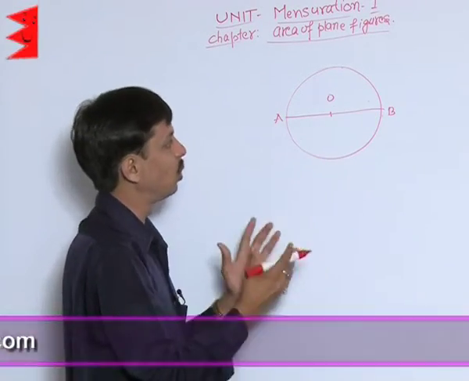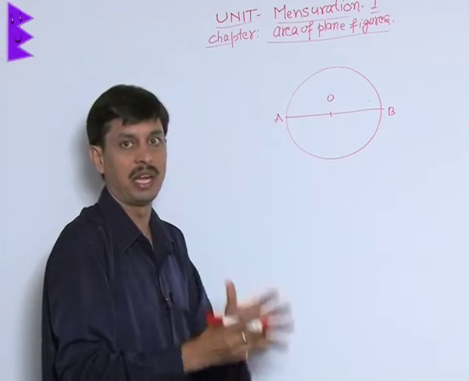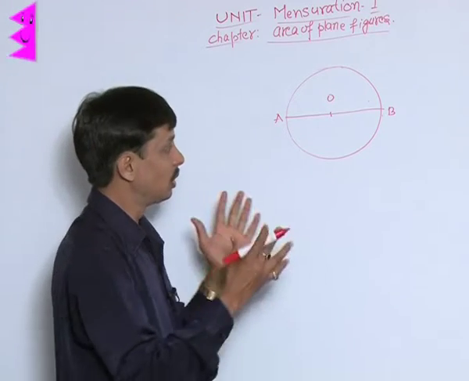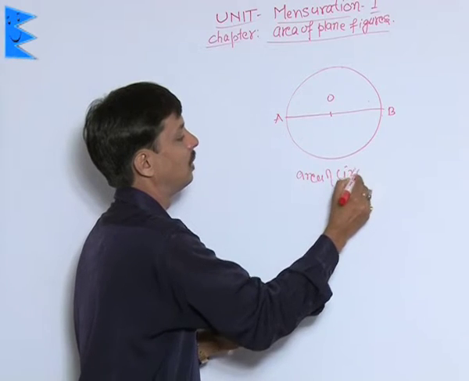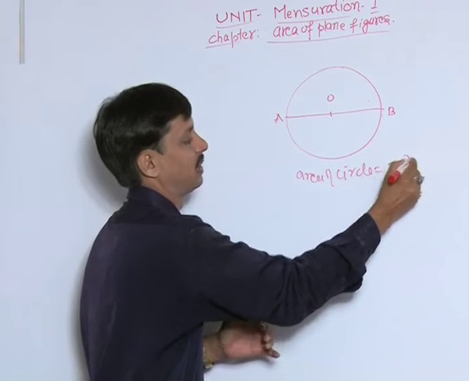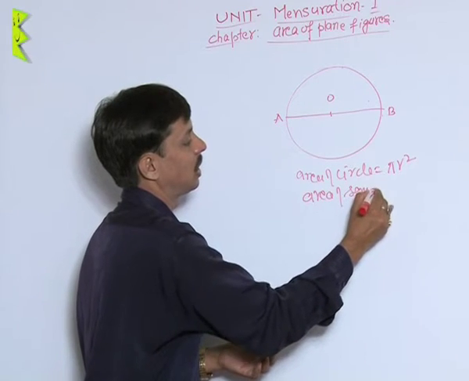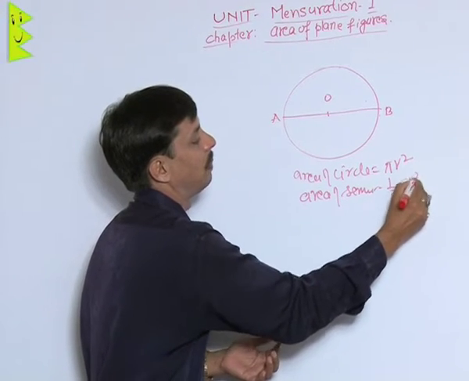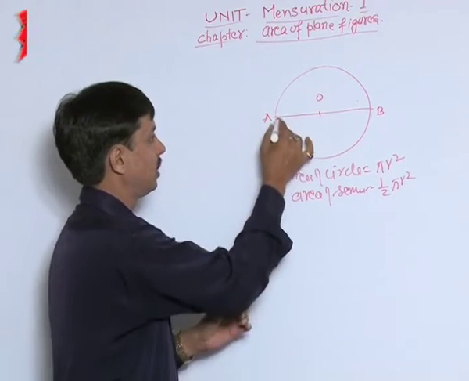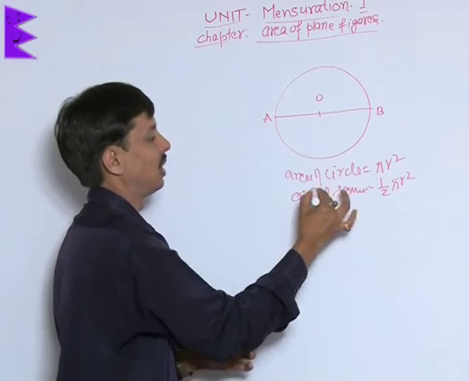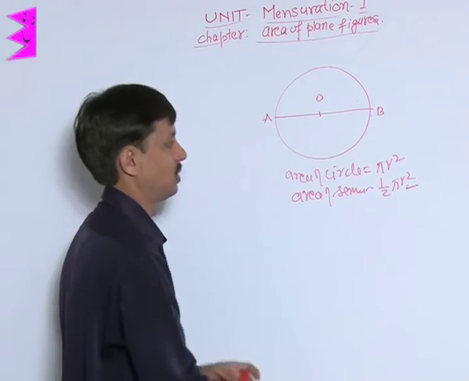A semicircle is also known as what? A semicircle is known as a segment as well as a sector. So the area of a circle is what? Area of circle we call pi r square. Area of semicircle is half pi r square. So there is one particular case when the segment is a semicircle, then the area is half pi r square.